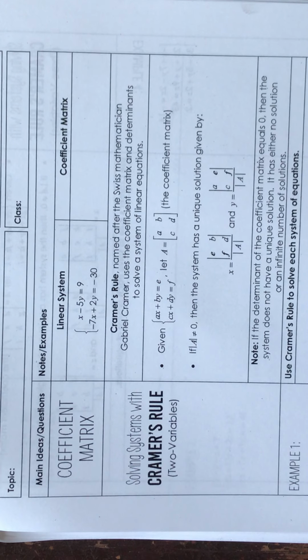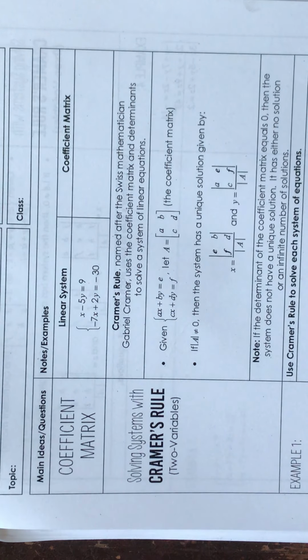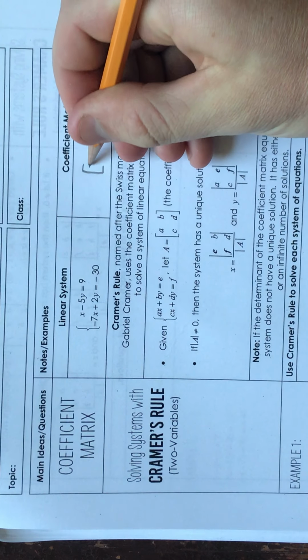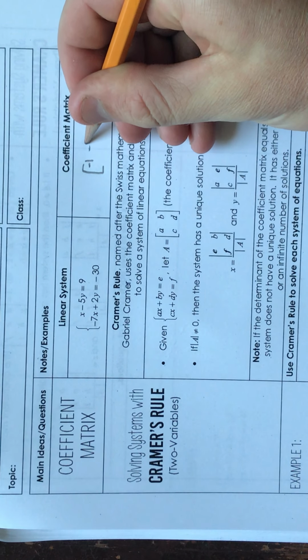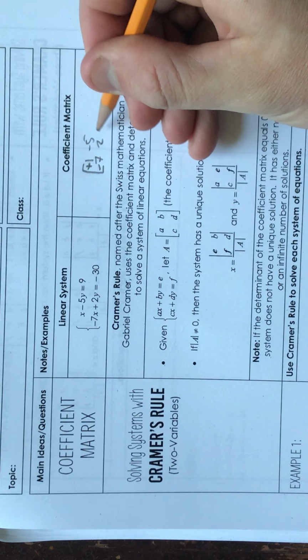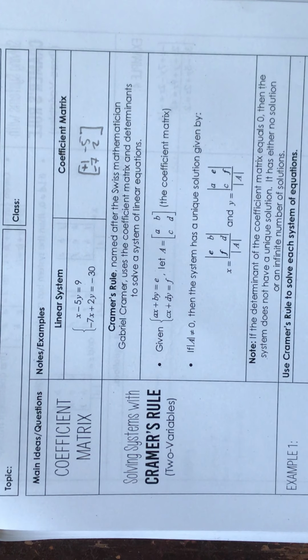So given a linear system, something like this right here, which we're used to seeing from our lesson a couple weeks ago, the coefficient matrix that goes along with it is just 1, -5, and -7, 2. See how I just took the coefficients from my variables there?